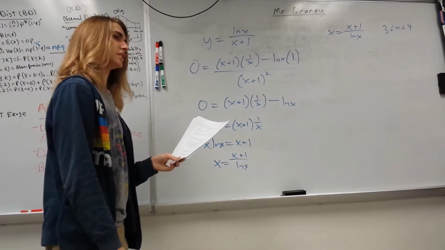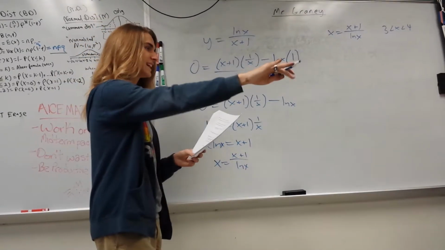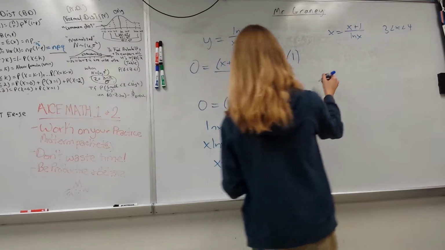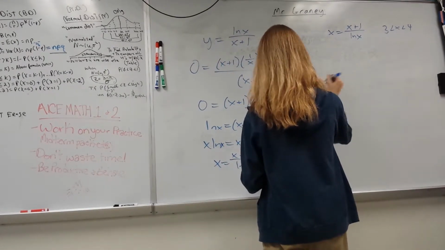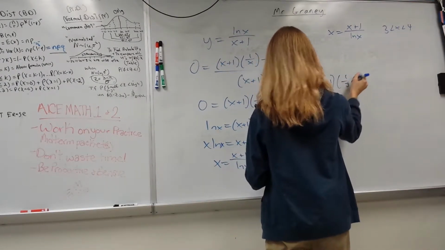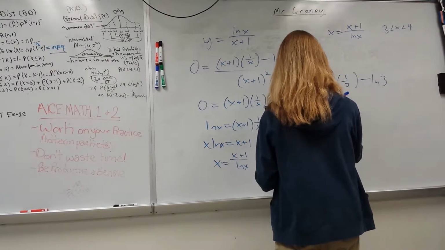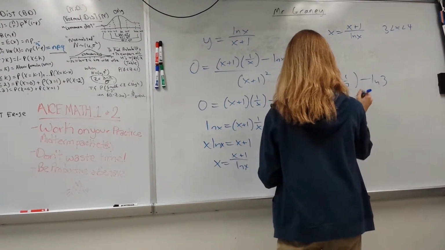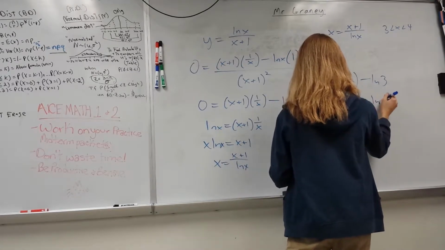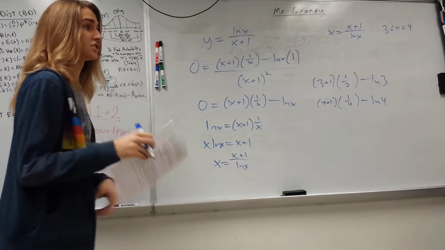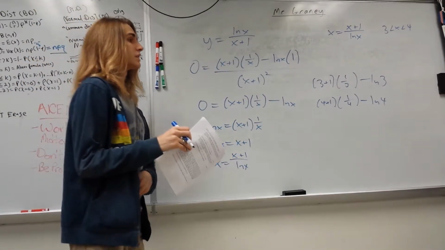I don't remember, someone got it. I got it. Alright, so this is going to end up being 3 plus 1 times 1 over 3 minus ln of 3, and then also 4 plus 1 times 1 over 4 minus ln of 4. And I'm going to hope that that's a sign change.